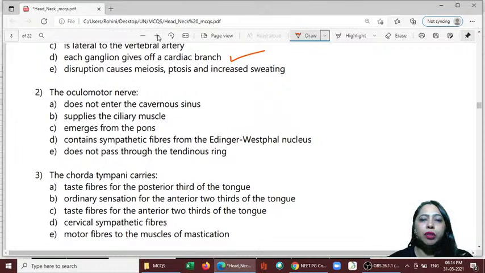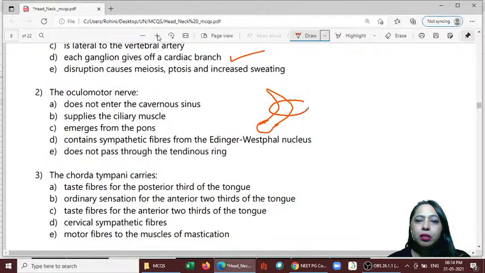So oculomotor nerve, now if this is the superior orbital fissure, there is this tendinous ring. You have superior and inferior division of oculomotor, you have nasociliary and abducent. All these are the nerves passing through the tendinous ring. Okay, so now does not pass through the tendinous ring, they say. It passes through the tendinous ring. So this is a correct statement. So they are asking you to find the statement which is incorrect.